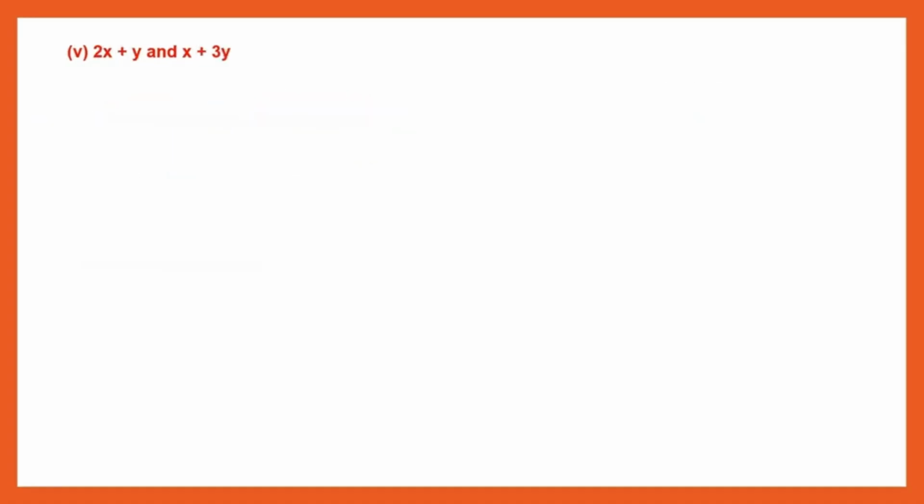Next one. Now here let's take the first term again, 2x. So that is 2x into the whole of the second binomial, x plus 3y. Take the second term plus y and x plus 3y. Now let's multiply 2x into x. 2x into x, the number will be the same. x into x is x square. Now we have to multiply 2x into 3y.